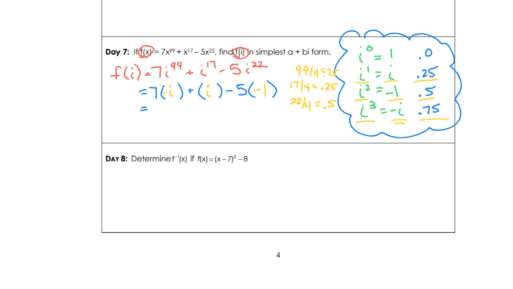So 7 times -i is -7i plus i, and -5 times -1 is a +5. Okay, because they said a plus bi form, we're going to look for the real number, which is the 5, and that goes first. And then our imaginaries, which is -7i and +i. -7i plus i is -6i. And there is our simplified answer of 5 minus 6i.